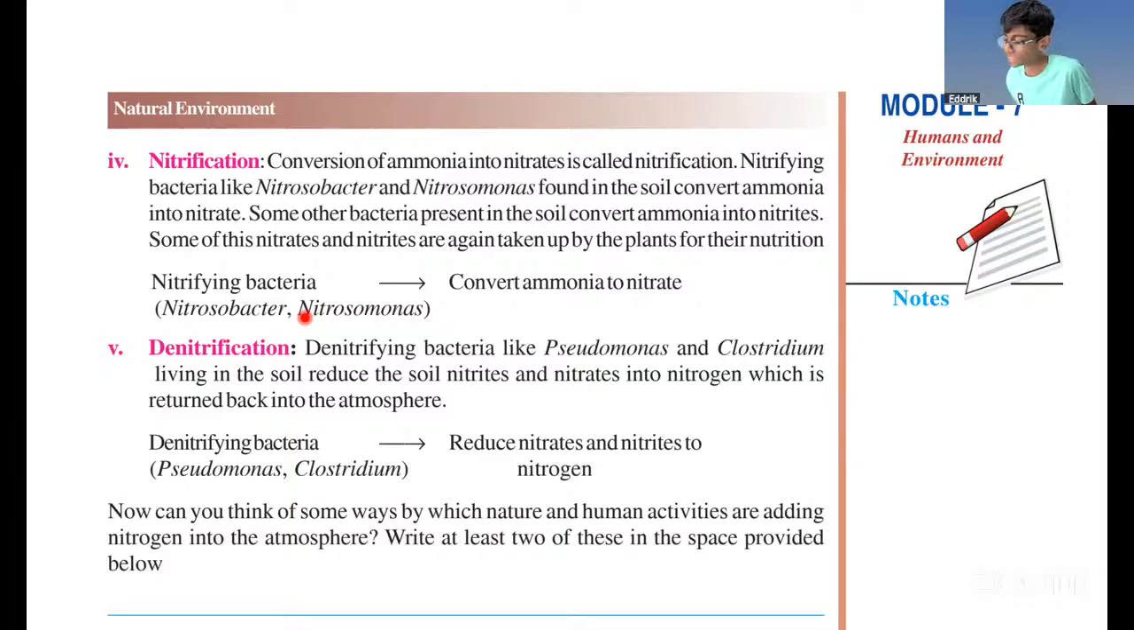So these bacteria, Nitrosobacter and Nitrosomonas, will convert the ammonia, which is NH3, into a nitrite or a nitrate, for example potassium nitrate, KNO3, or potassium nitrite, KNO2. Okay. Then denitrification. Please see this.